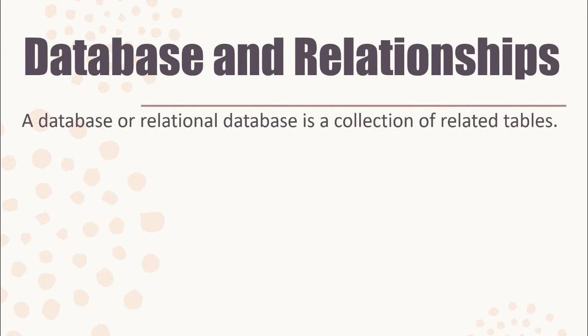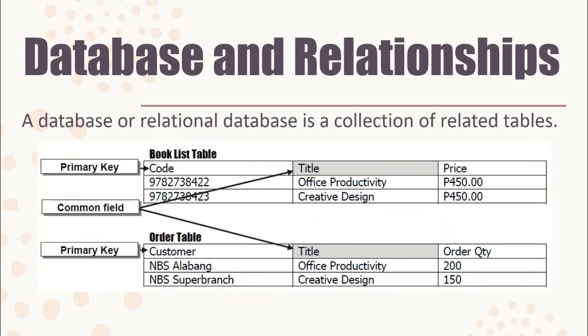Database and relationships. A database or relational database is a collection of related tables. For example, on the first table, the primary key is the code. On the second table, the primary key is the customer. Meaning, kung ito ay code numbers, ibig sabihin, ito din siya. Okay? Yung code natin na 9727 at saka ito ay sila yun. Okay? So, ibig sabihin, parehas sila, kaya sila naging primary key. Primary key. Iisa lang ito.